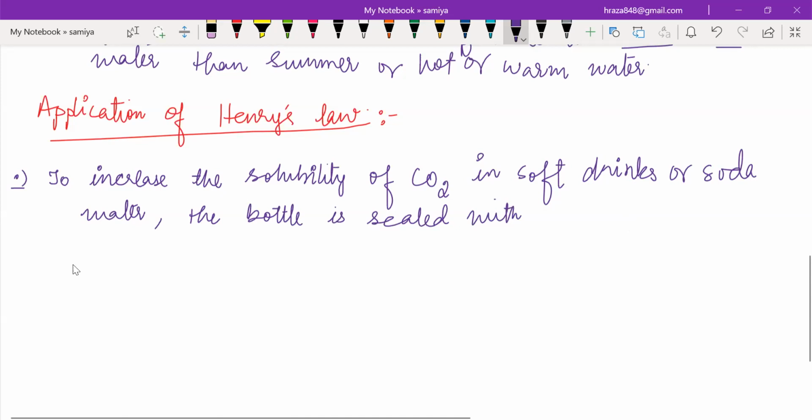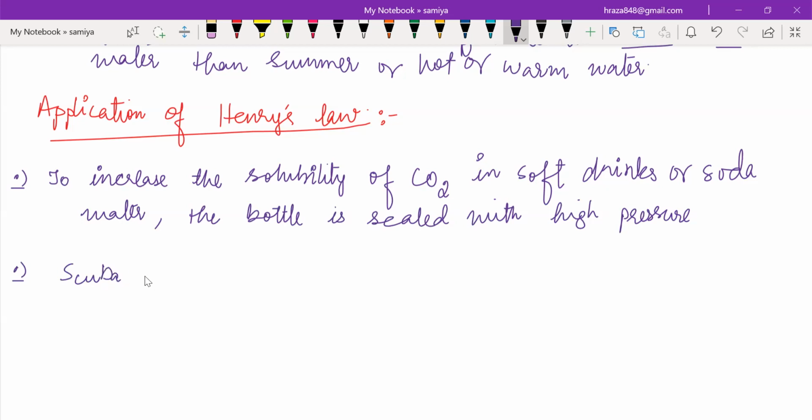Now the next, scuba divers also use this in case of the dissolution of oxygen for breathing. Basically there is a higher concentration of dissolved gases, so at high pressure Henry's law application is required to get a comfortable breath. We can write a point about this.